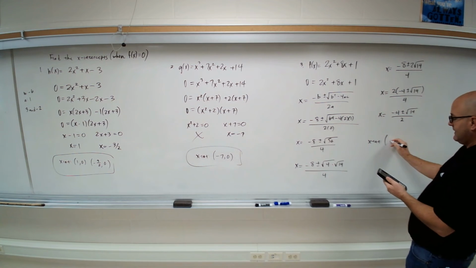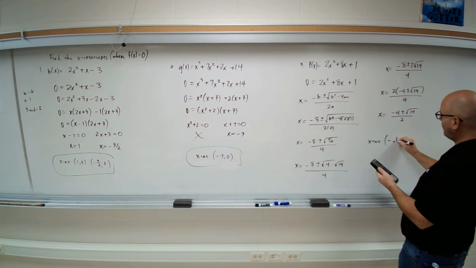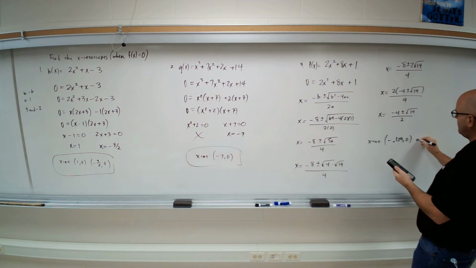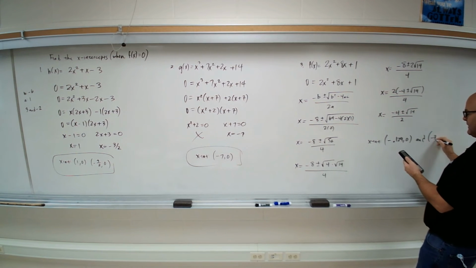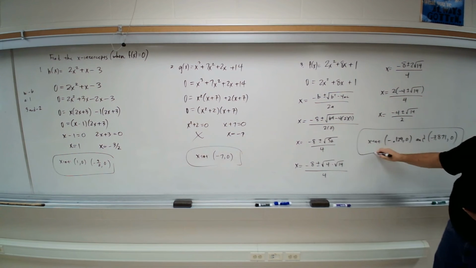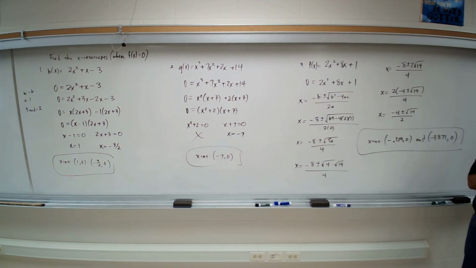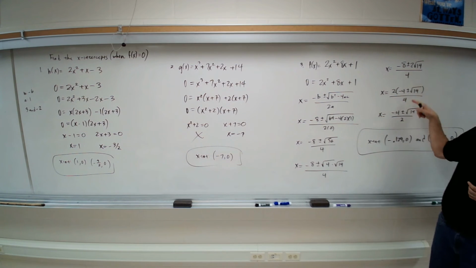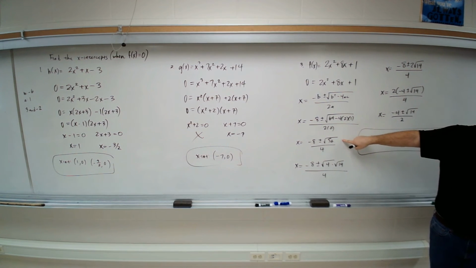would be at negative 0.1290 and negative 3.8710. These would actually be our x-intercepts. Now, if you knew you were just finding x-intercepts, you don't need to do all this part, right? You could have just stopped and typed this in your calculator.